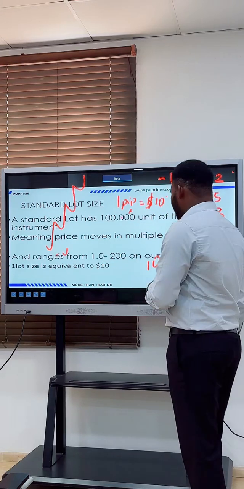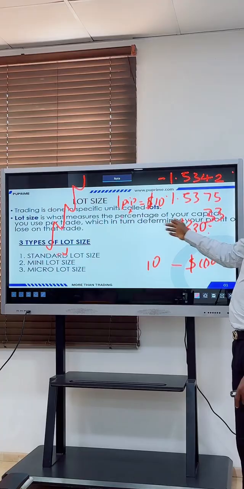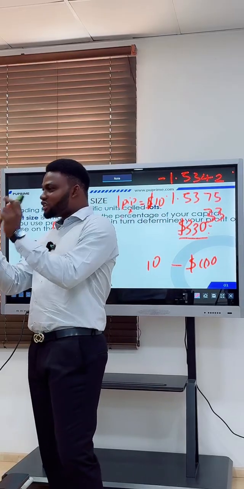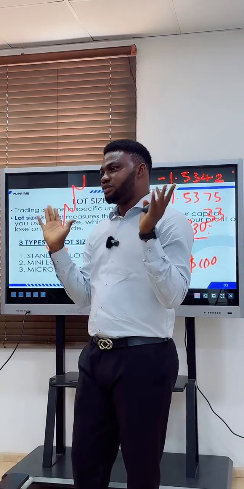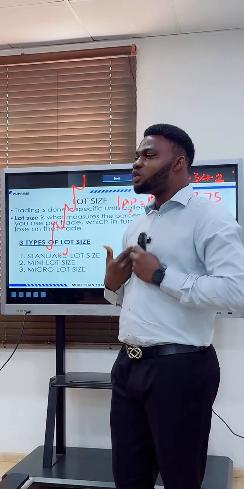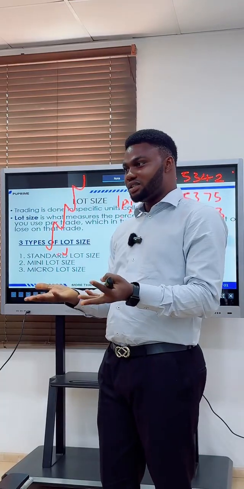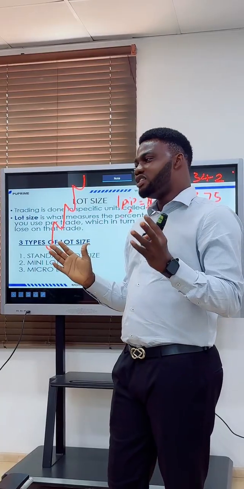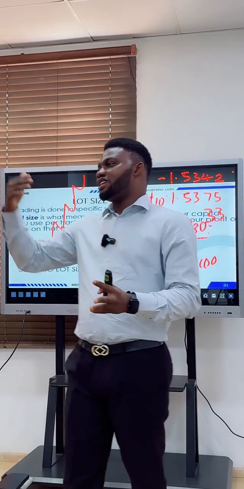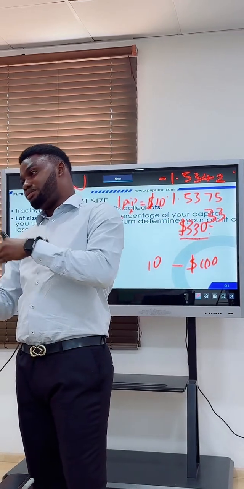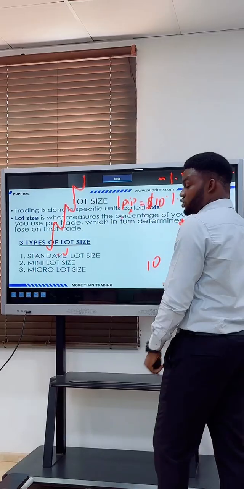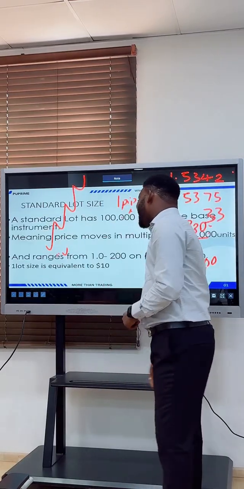Now, don't forget, let me go back again. We say lot size is the percentage of your capital you are willing to use in a trade. If I'm using a standard lot size of 1.0, for example, I know that one pip movement is $10. So the question will now be, how much do I want to risk in this trade? Am I willing to risk $100? If I want to risk $100, that means if it goes against me, by the time it reaches 10 pips, stop. Are you getting it? We are going to get there as well.